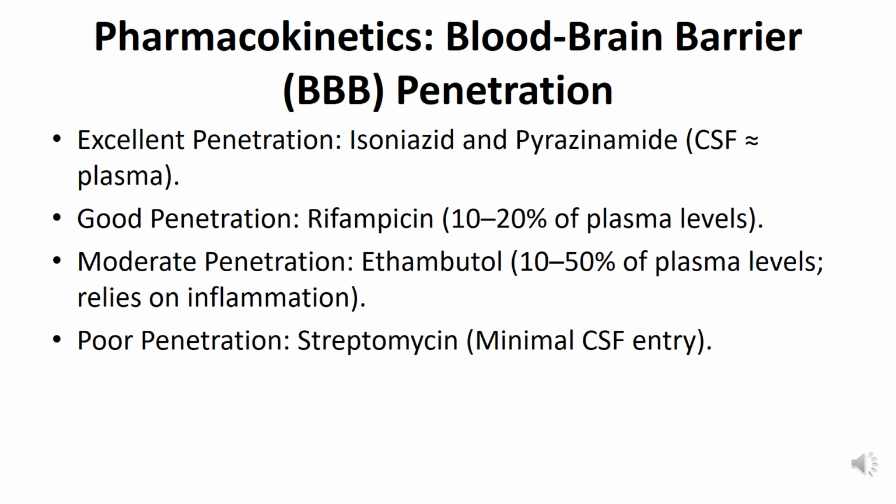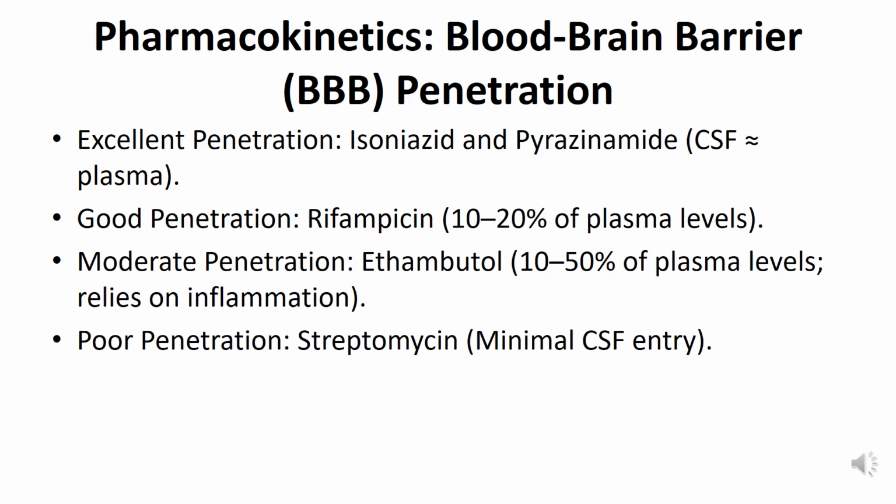When treating central nervous system tuberculosis, choosing the right drug is only part of the challenge. The medication must also reach the site of infection. This brings us to one of the most important pharmacokinetic concepts in CNS infections: blood-brain barrier penetration.